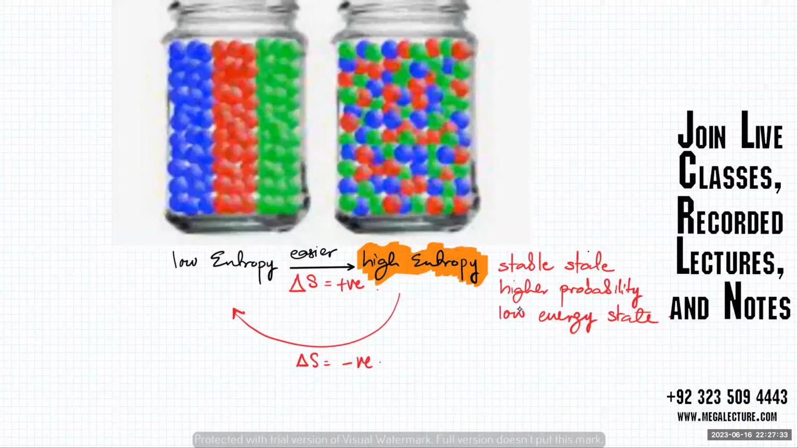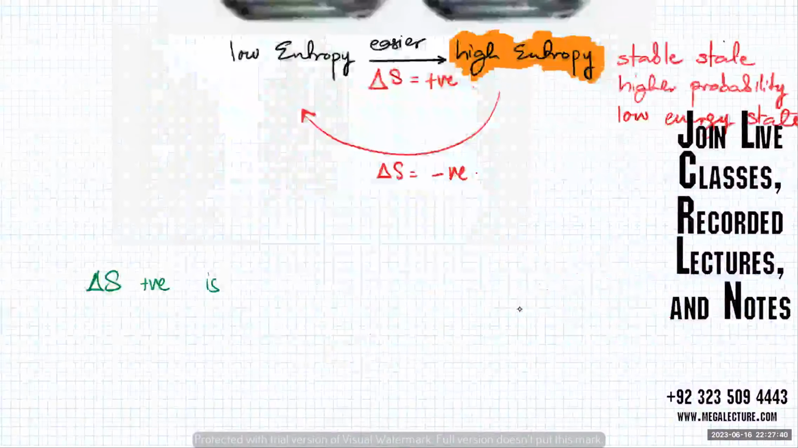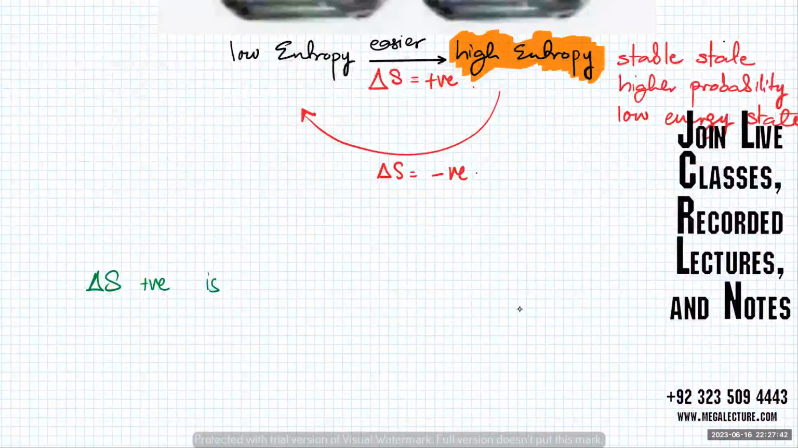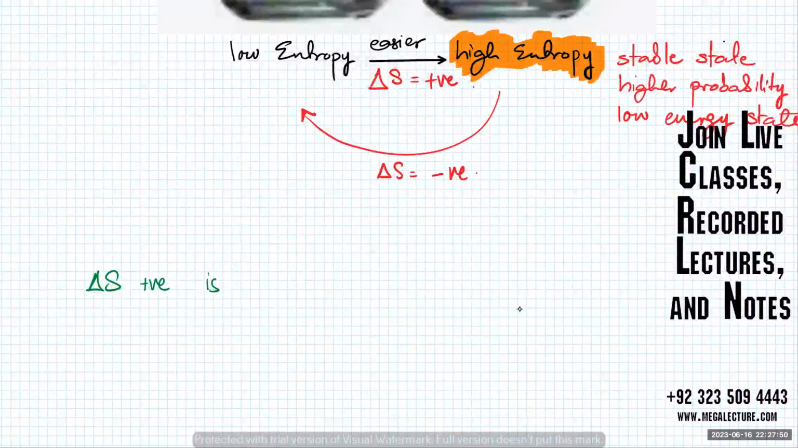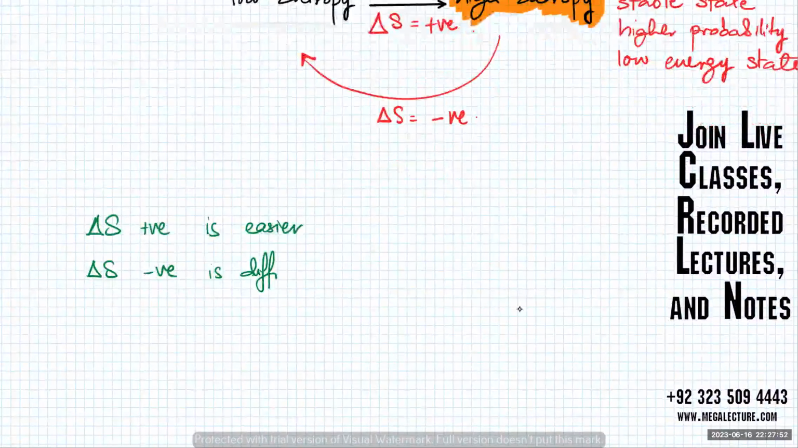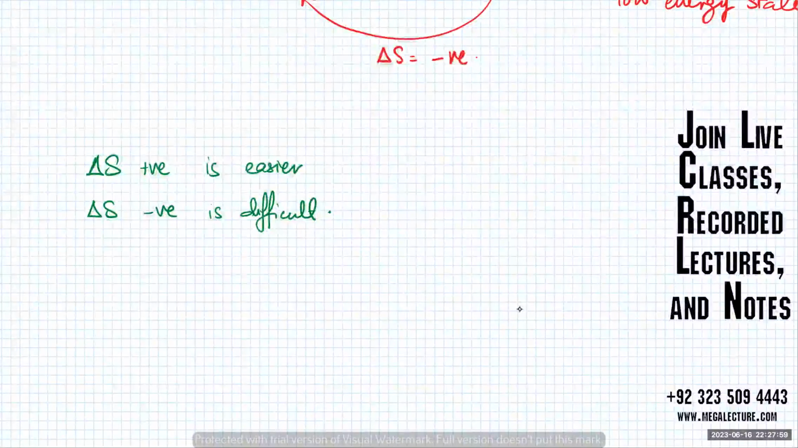So remember, delta S being positive is easier. Delta S being negative is naturally more difficult. So for chemical reactions, how do we predict delta S?